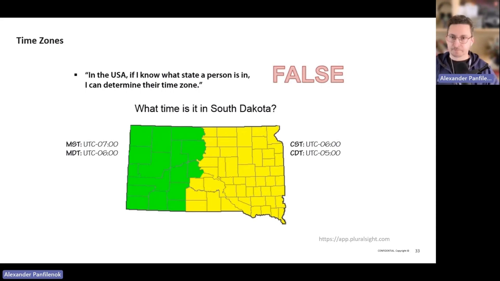Next fallacy. In the USA, if I know what state the person is in, I can determine their time zone. This is not true because, for example, here is a map of South Dakota. The left part of it uses one time zone and the other uses another one. And this is not the single case.